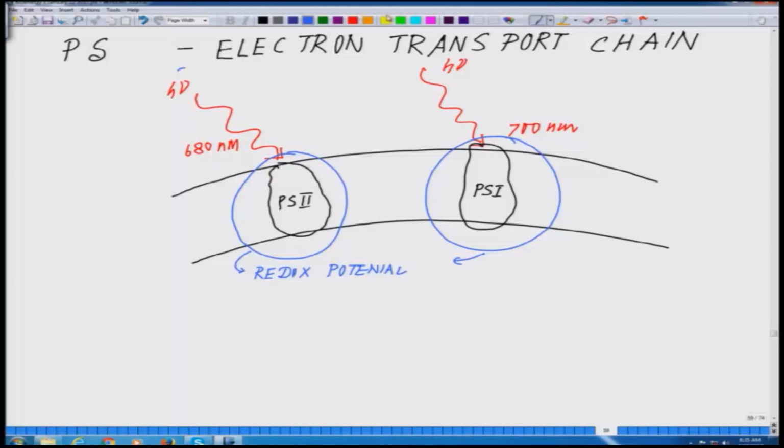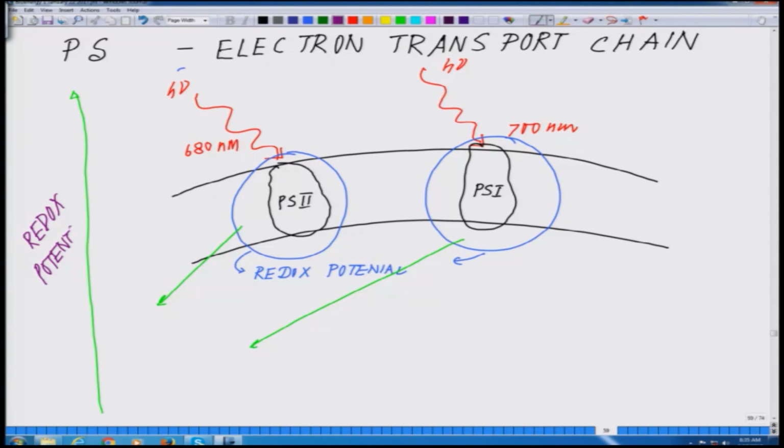So, today what we will do, we will map these two systems. We will plot them on an axis like this, where the y axis, what I am drawing now, will talk about the value of the redox potential. Okay. And what we will observe is that photosystem II is sitting at a much different redox potential as compared to the redox potential of photosystem I. So, for example, photosystem I is sitting here.